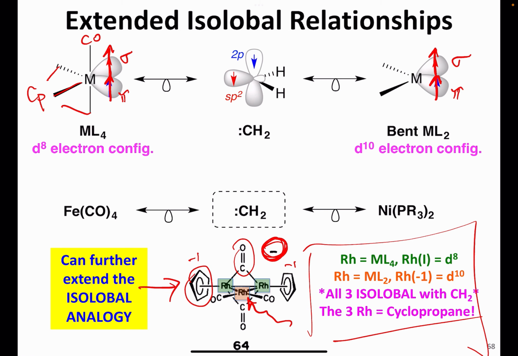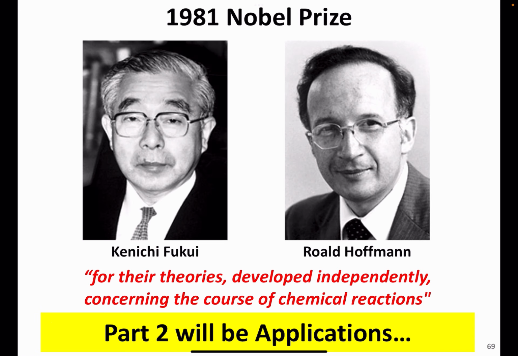This is so cool that the Nobel Prize in 1981 was shared by Roald Hoffmann, who got 50% of it, and Fukui, who got the other 50%, for their theories developed independently concerning the course of chemical reactions. In part 2 of this series, which will be lecture 9, I'll focus on how we can use the isolobal analogy to predict the structure of some really interesting transition metal complexes that have been discovered. I hope you learned something. Tune in for the next lecture.